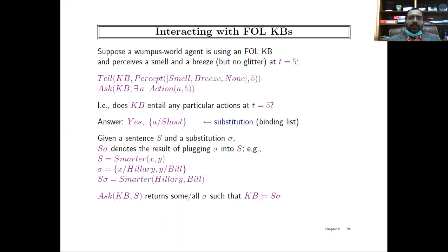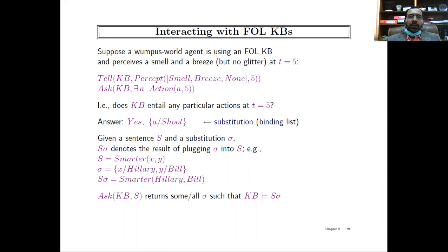We have discussed the problem of Wumpus world in chapter number 7, which is there in your book as well. So let's assume that we are talking about the Wumpus world agent, which we have already discussed in the class, and it perceives a smell and a breeze, but no glitter at the given time. Let's suppose t is equal to 5.